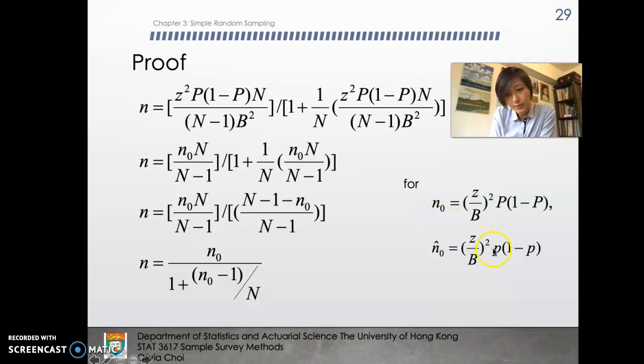Or we can use our sample P if we don't have the population P, right? And then if we let this bit equal n naught, put it back in here, n is indeed equal to n naught times n divided by n minus 1, divided by 1 plus n naught multiplied by n divided by n minus 1 divided by capital N. Okay, so it's not too bad. Then we solve the denominator, make it simpler, and then we find the sample size should be greater than or equal to n naught divided by 1 plus n naught minus 1 divided by the population size.